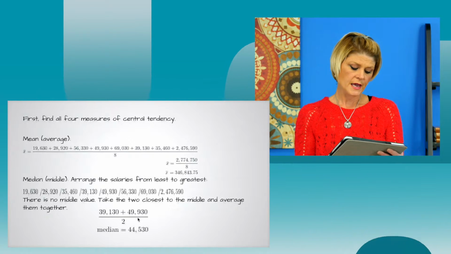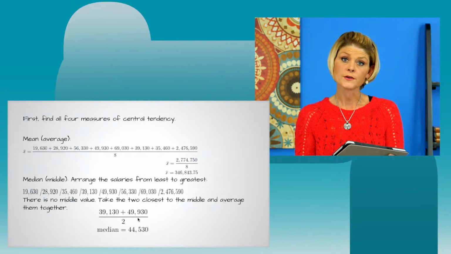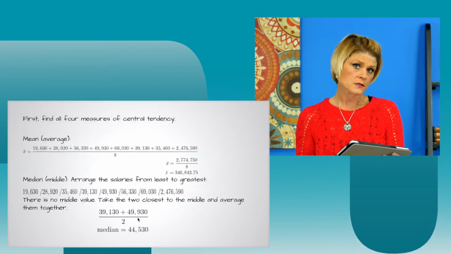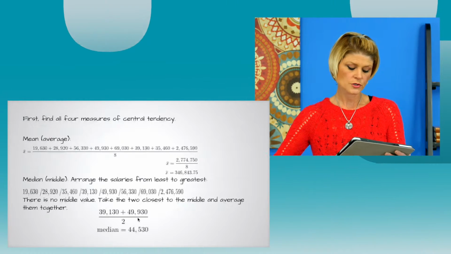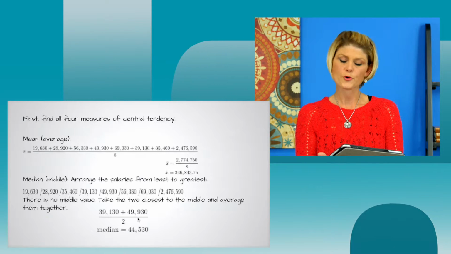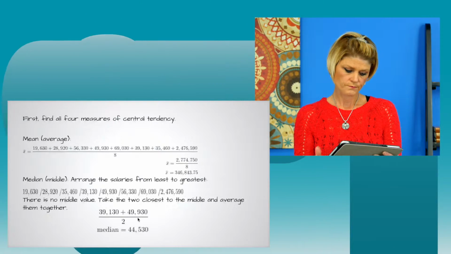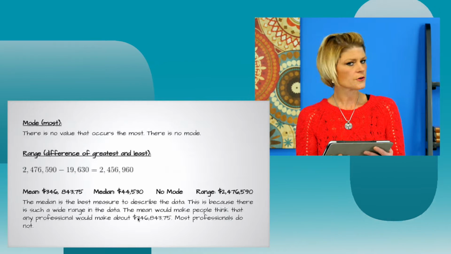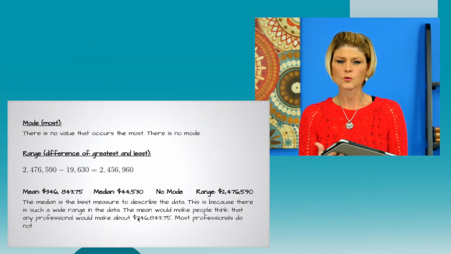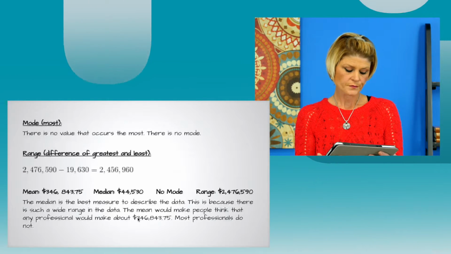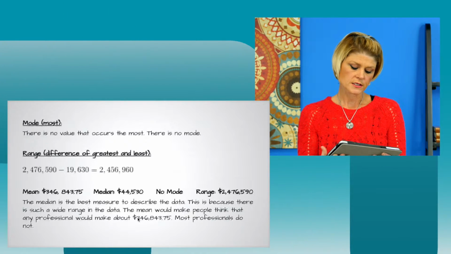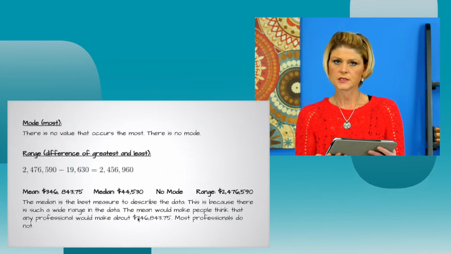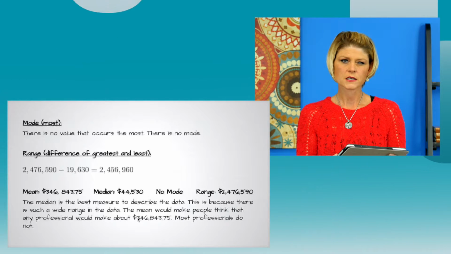And then the median, which is going to be the middle: we arrange the salaries from least to greatest. In this case, there's no middle value, so we take the two closest to the middle and average them together. We add them together and divide by 2. The median we get is 44,530. And for the mode, in this case there is no mode because there's not any one value that occurs the most. And then the range, the difference of the greatest and the least, is going to be 2,456,960.